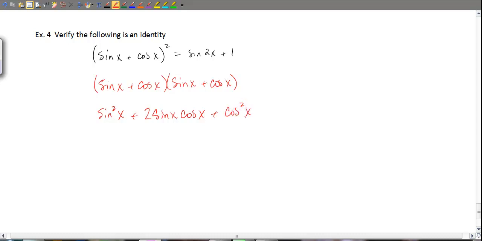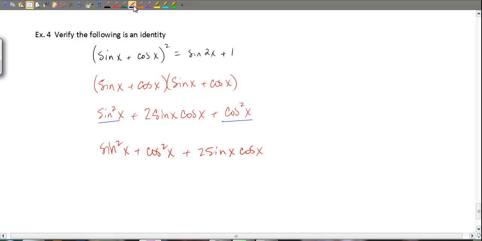and then the last, which is cosine squared x. So all we did was use FOIL to expand that. And now let's see what we're going to do next. I hope that you recognize a sine squared and a plus cosine squared. I'm going to rewrite those so those are next to each other. That looks like sine squared x plus cosine squared x. And then I'm just going to bring down my 2 sine x cosine x.